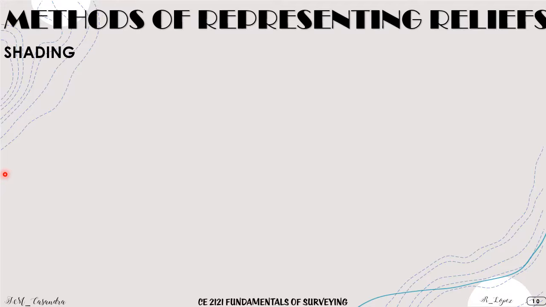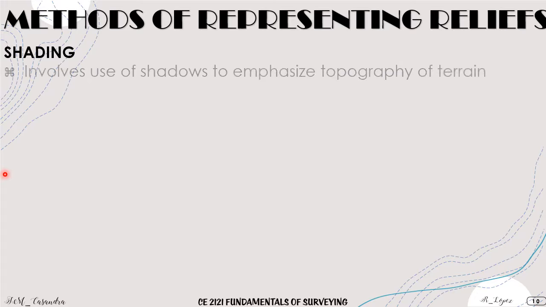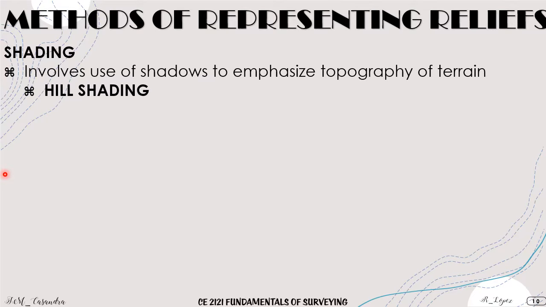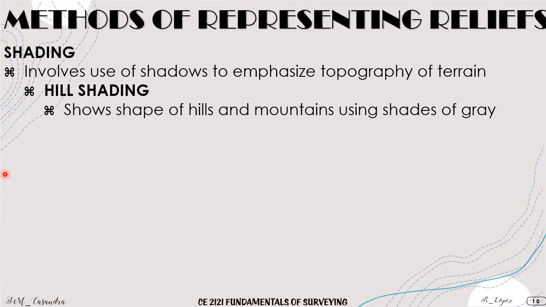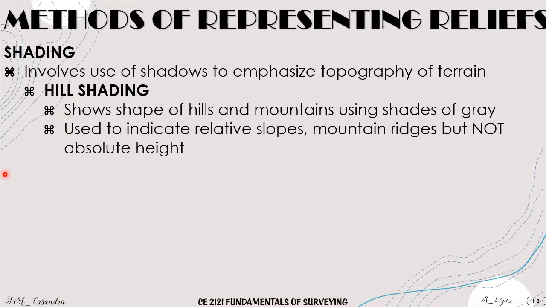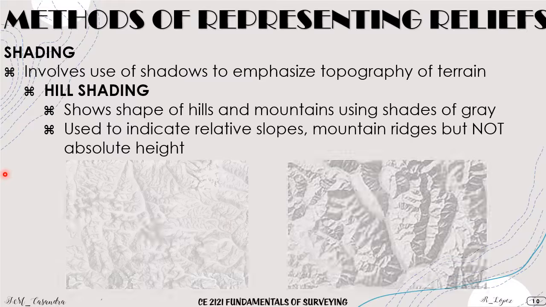So next method, we have shading. Shading now involves the use of shadows to emphasize the topography of terrain. An example is your hill shading. This shows the shape of hills and mountains using shades of gray, and is used to indicate relative slopes, mountain ridges, but not the absolute height of hills and mountains.